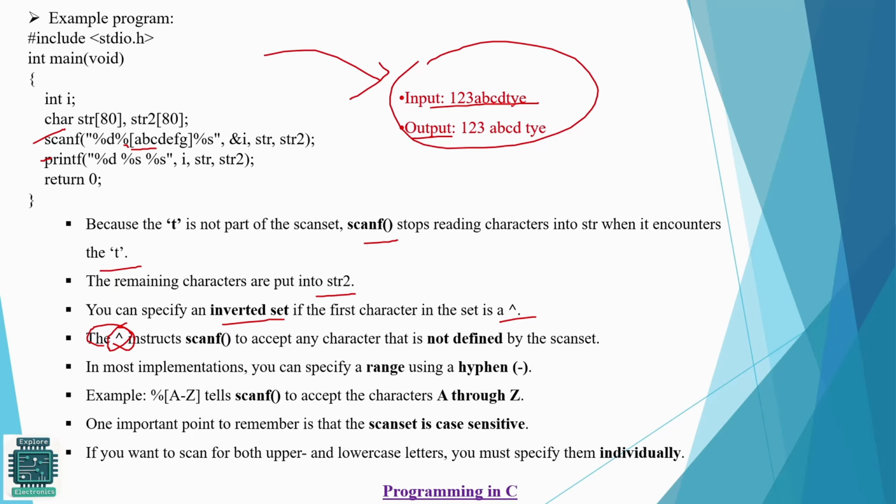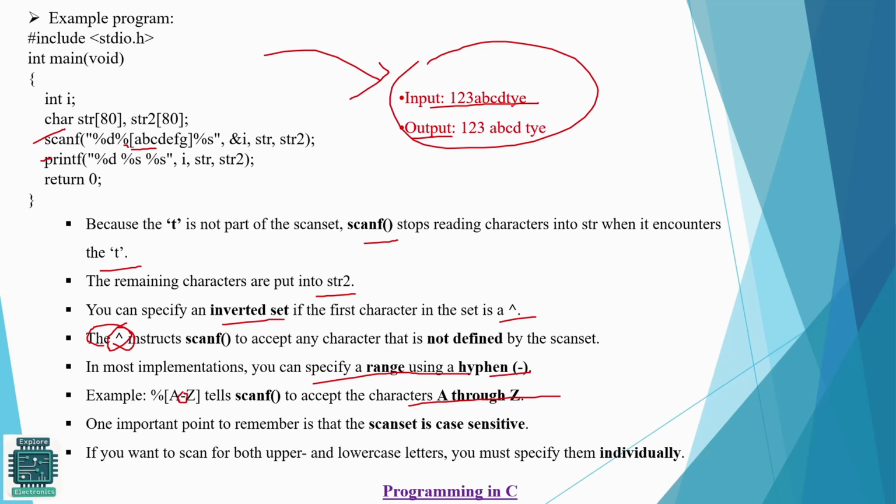In most implementations, you can specify a range using a hyphen. A range means from this till this. We will mention it like from A to Z. Like that, the hyphen stands for "to". It mentions a range: %[A-Z] tells scanf to accept characters A through Z.